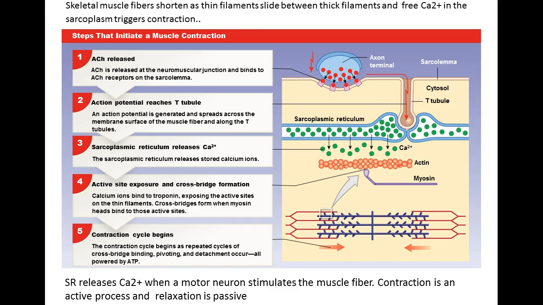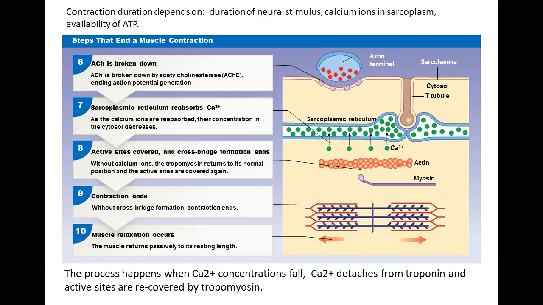And then that release causes an exposure of the active site and allows the cross bridge formation. That then starts the contraction cycle, the pivoting, the moving of the thin filaments in toward the M line. And those are the steps that initiate a muscle contraction. Now, the steps that end the muscle contraction.